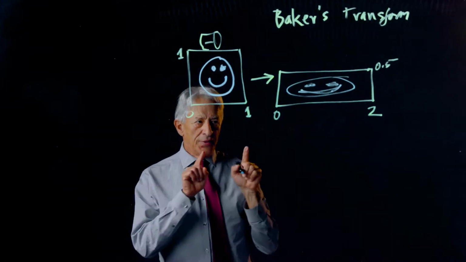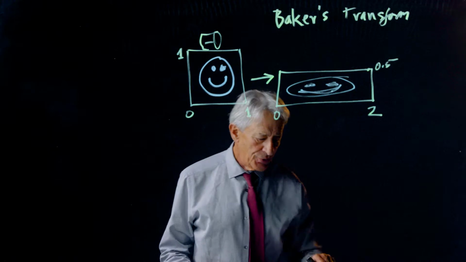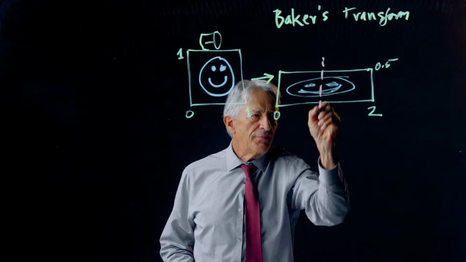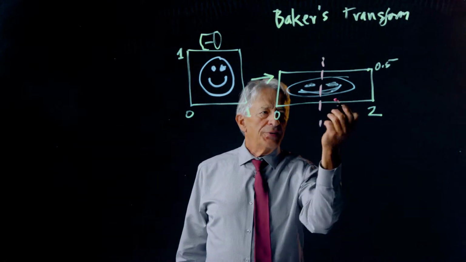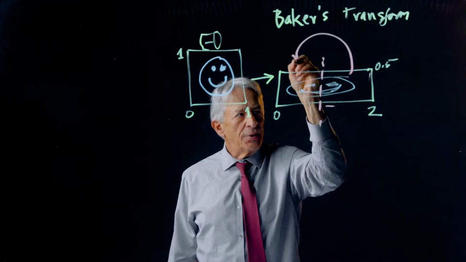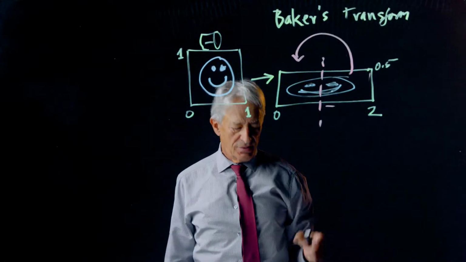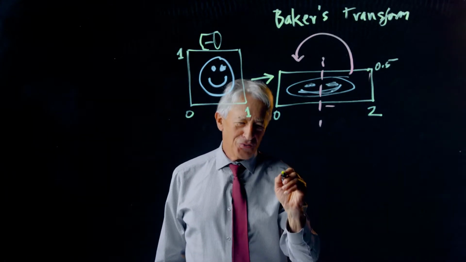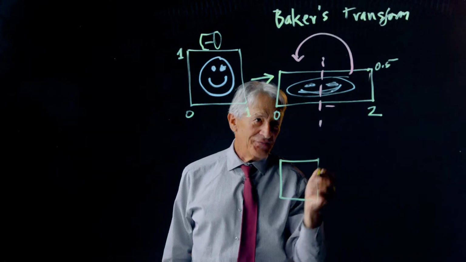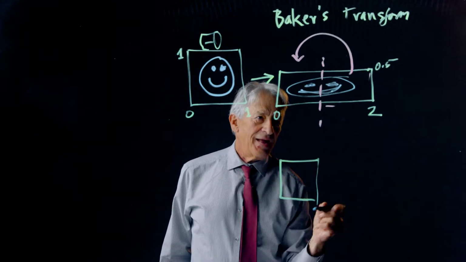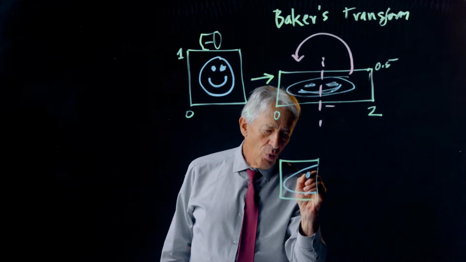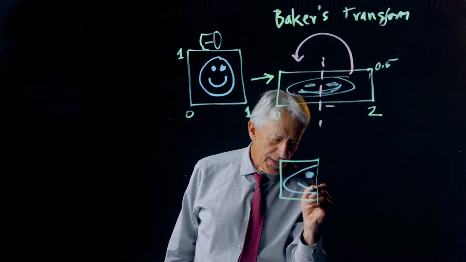Now, the next step we're going to do is we're going to cut this in half and take this portion and fold it up on top of this one like that. So now let me see if I can draw that. Here is the left-hand side, and it's going to be half of the face, one left eye, and half of the mouth.